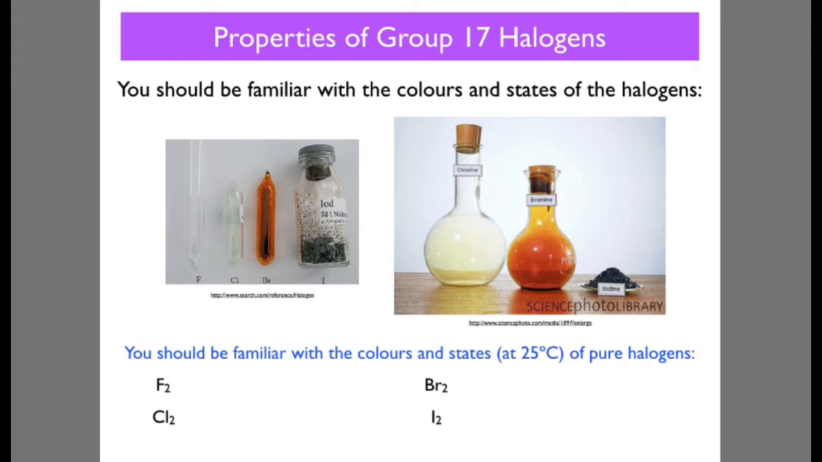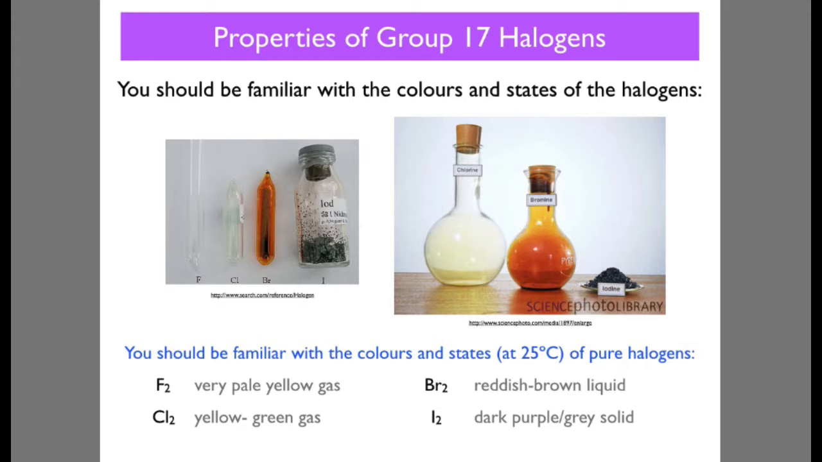Let's have a look at the properties of group 17 halogens. You've got to be familiar with the colours and states of the halogens at 25 degrees. Fluorine is a very pale yellow gas. Chlorine is a yellow-green gas. Iodine is a dark purple grey solid. And bromine is a reddish-brown liquid.